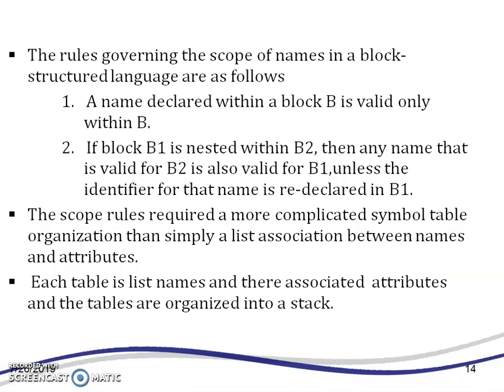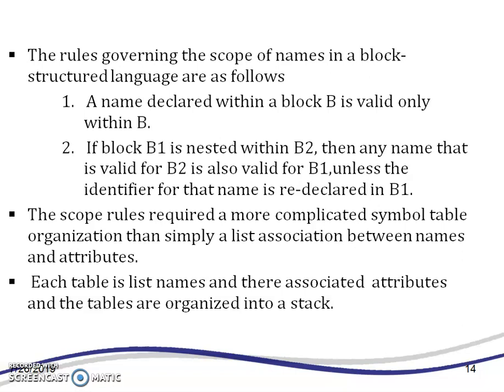Now, there are some rules to store the information about the scope of a name if the language is a block structure language. First rule: a name declared within a block B is valid only within B. Second rule: if block B1 is nested within B2, then any name that is valid for B2 is also valid for B1 unless the identifier for that name is redeclared in B1.